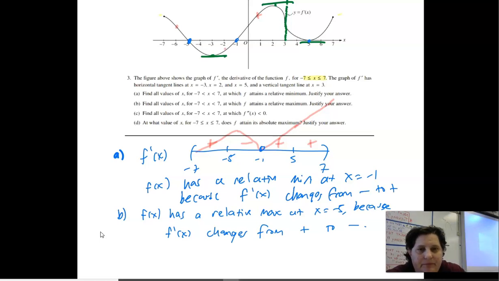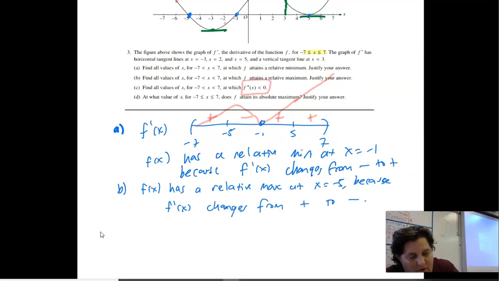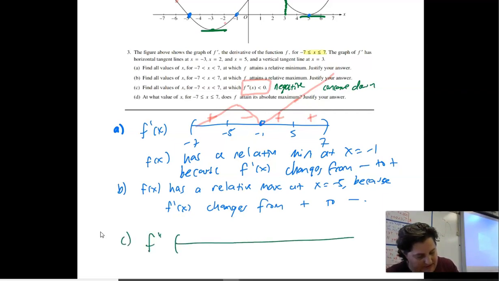All right? Nice. Okay. Find all x values from negative 7 to 7 at which the second derivative is less than 0. Well, guys, second derivative less than 0 means negative. And second derivative negative means concave down. So I'm kind of just figuring out where it's concave down. It's just worded a little bit differently. All right, so anyway, we're going to do our sign line graph of our second derivative.